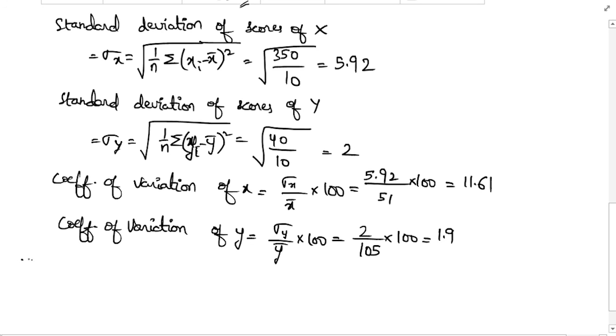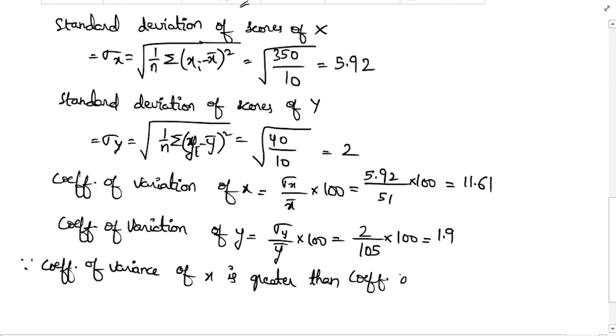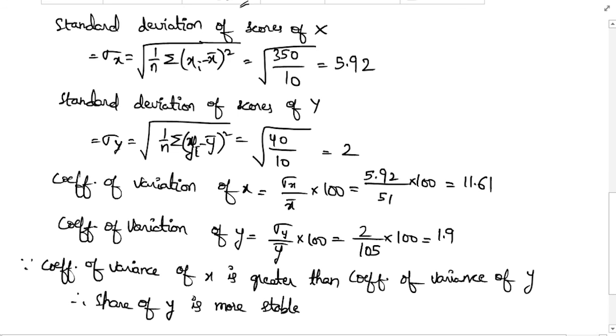Okay, so since the coefficient of variance of x is greater than the coefficient of variance of y, therefore we can say that share of y is more stable. Okay, we can say that share of y is more stable.